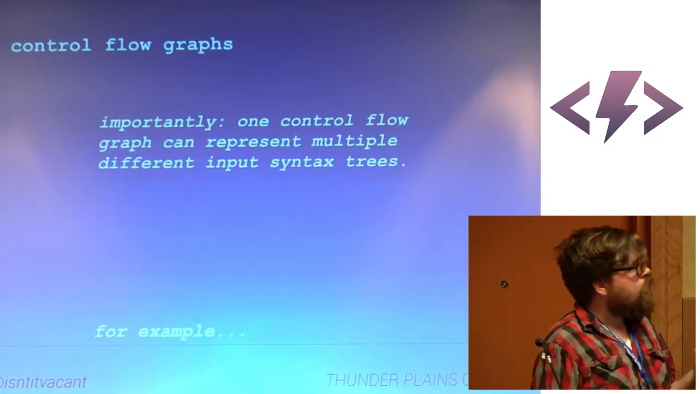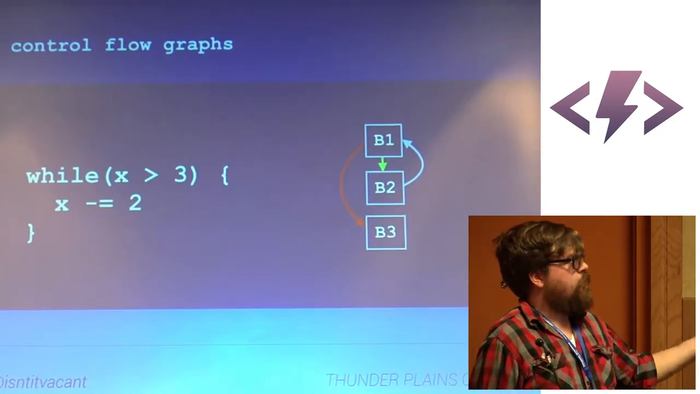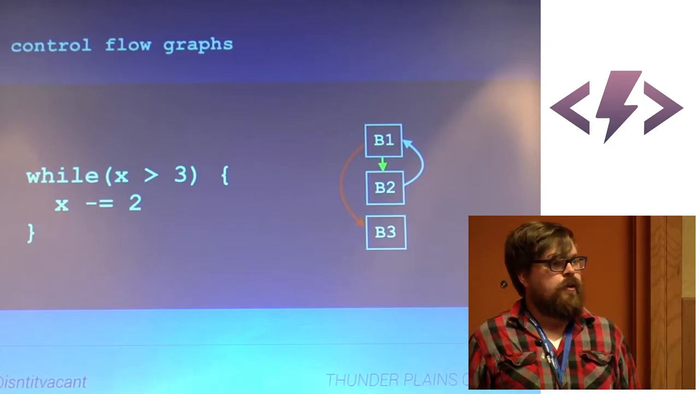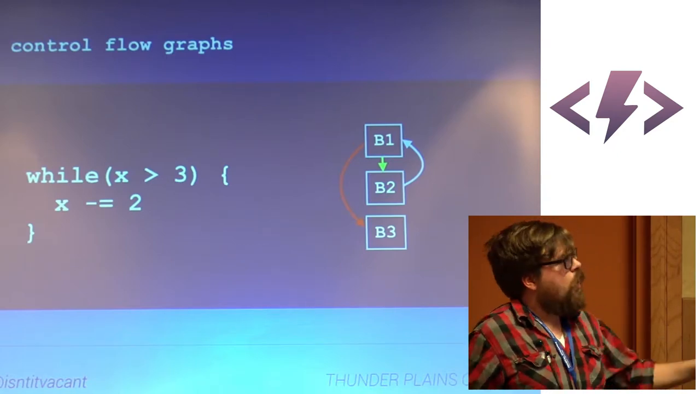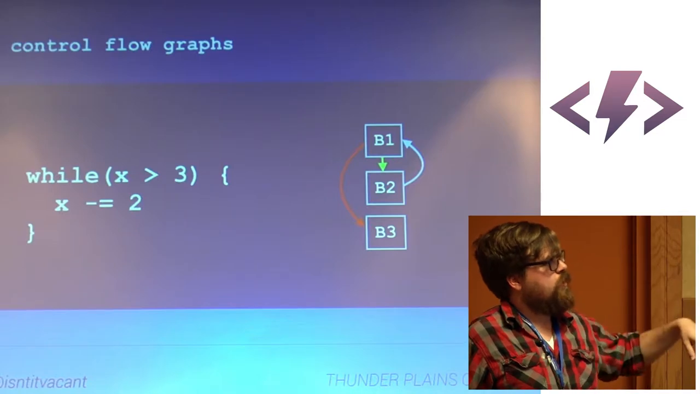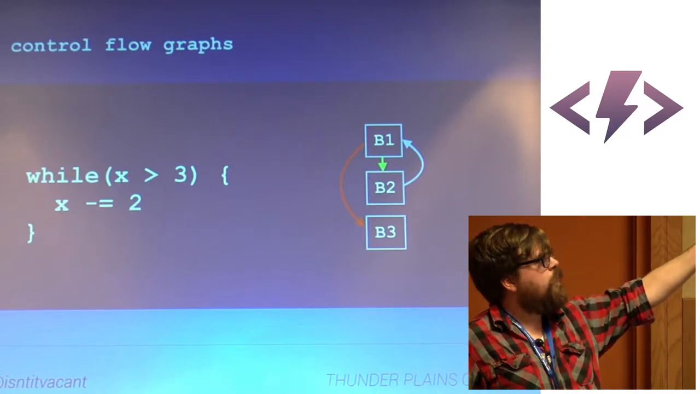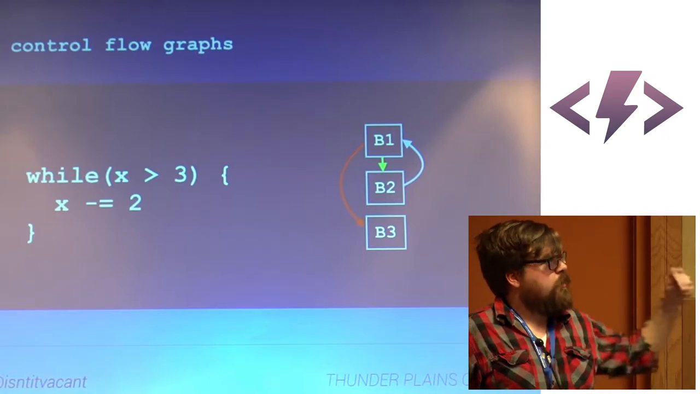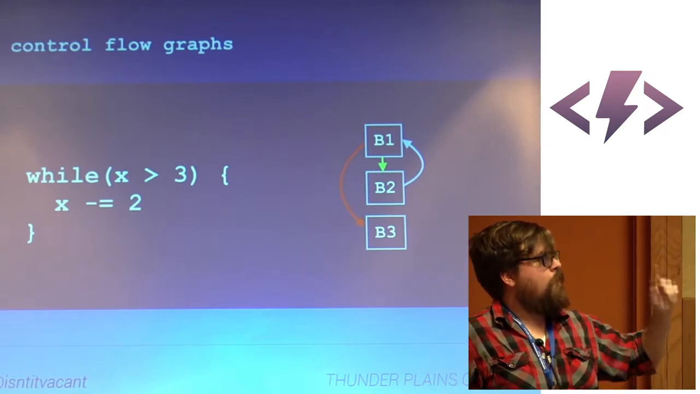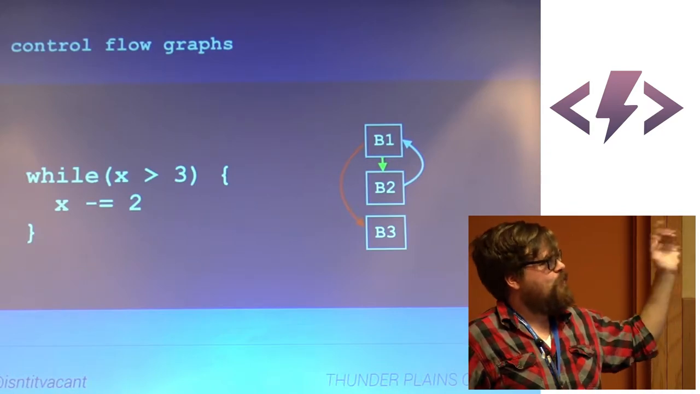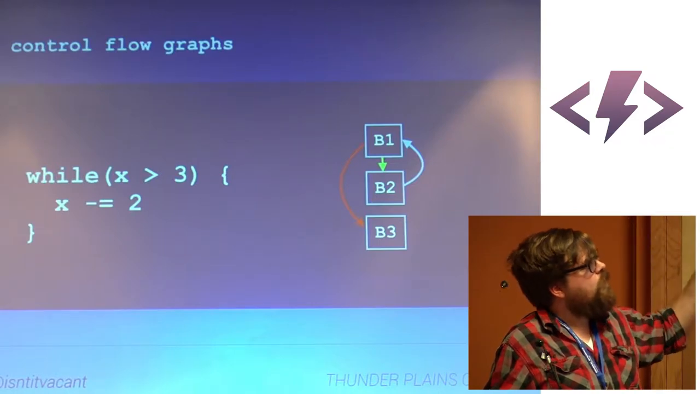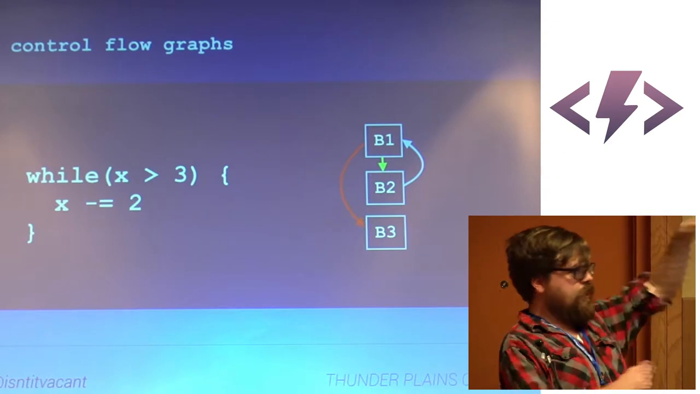And to illustrate that, this is a while x is greater than 3, you subtract 2 from x and keep going. This on the right is the usual way we display a control flow graph, just blocks. So block 1 goes to block 2 if that test condition is true, and that test condition is part of block 1. When block 2 executes, it automatically transfers control back to block 1. And then once it gets to block 1, if that test condition is false now, it will go to block 3.